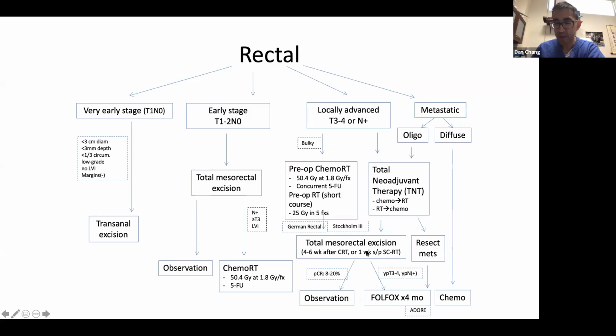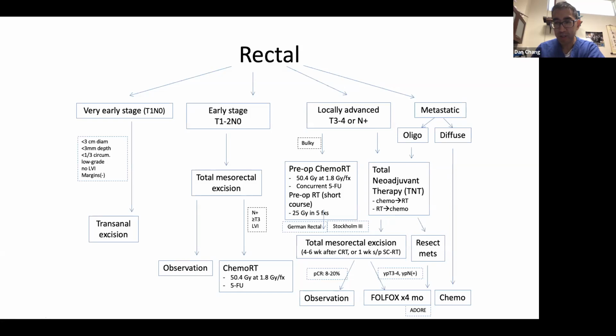Now, lots of things have been changing, and I'd say right now the new fad or the trend is to do what's called total neoadjuvant therapy, where instead of doing the FOLFOX chemotherapy afterward, you move it up front, before the surgery. So either chemo followed by radiation and then surgery, or radiation followed by chemotherapy and then surgery. So that is kind of the treatment du jour these days.